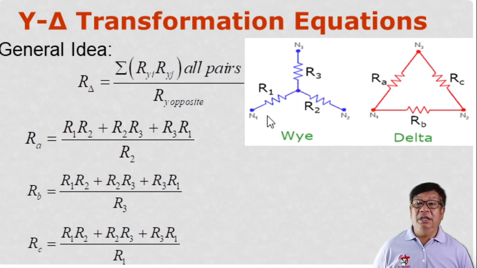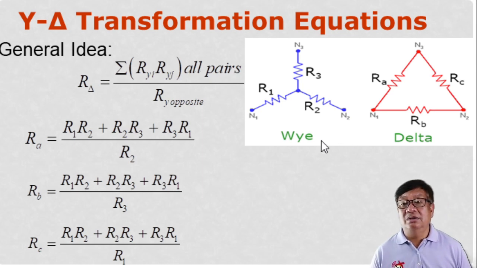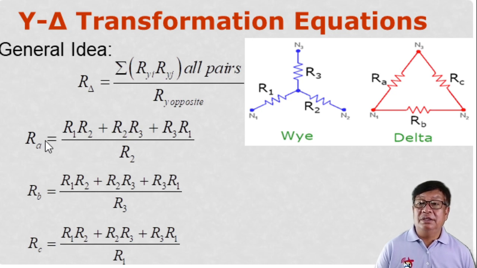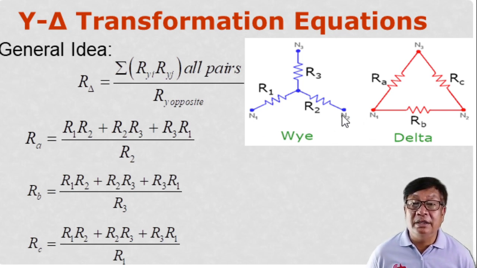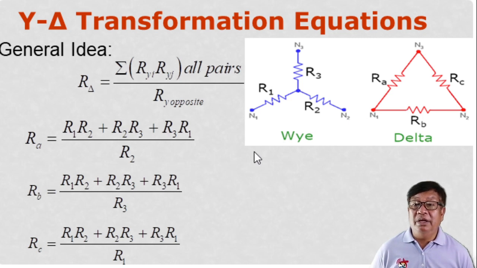Now to solve for the denominator, that is the opposite side of the resistance we are getting in the transformation of Y to delta. For example, to solve for R sub A, we have the sum of the products of the pairs: R sub 1 times R sub 2, R sub 2 times R sub 3, R sub 3 times R sub 1. Divide that by the opposite side. What is the opposite side of R sub A? Its opposite side is R sub 2. So that is why we have this R sub 2.